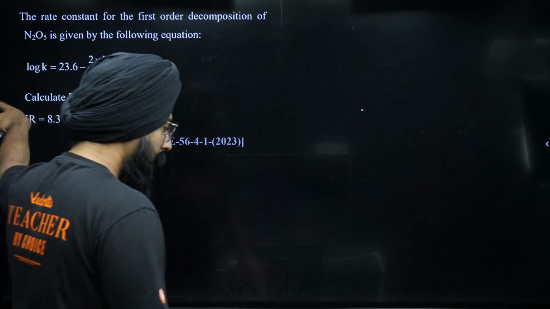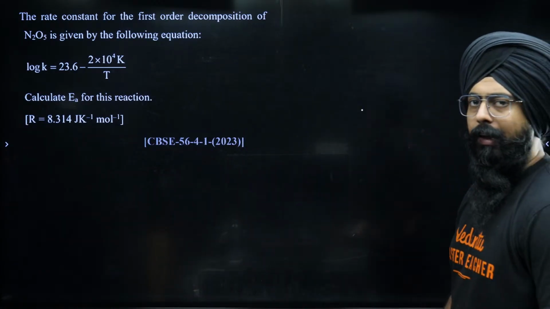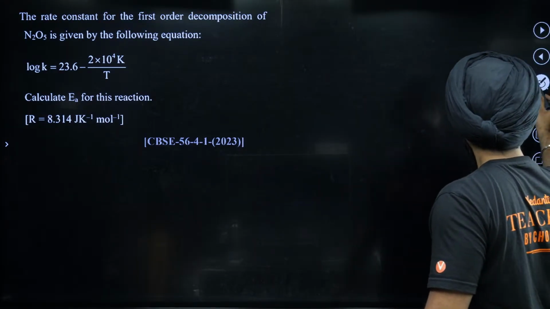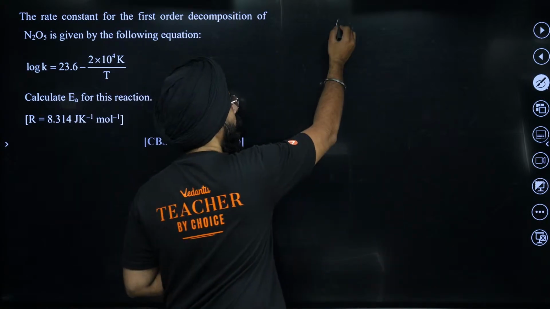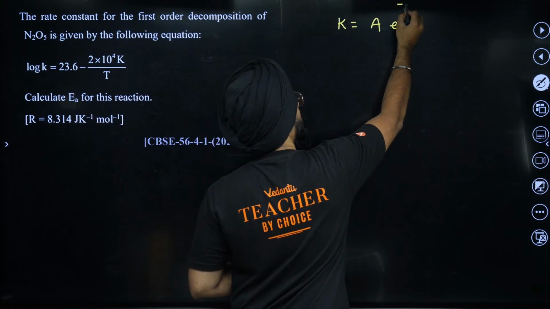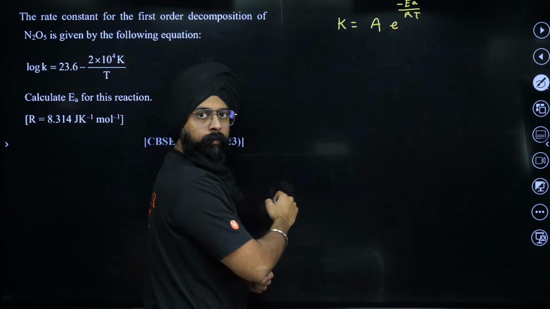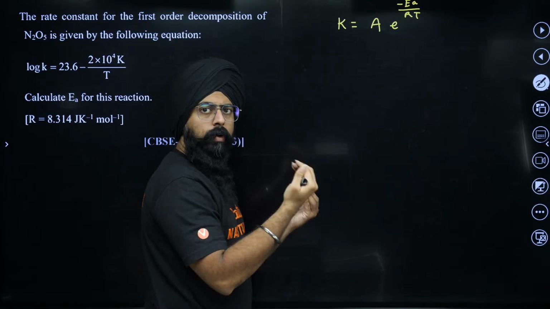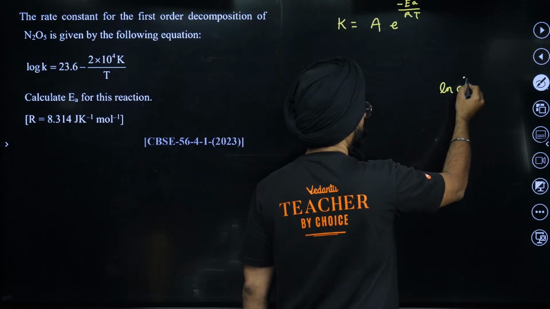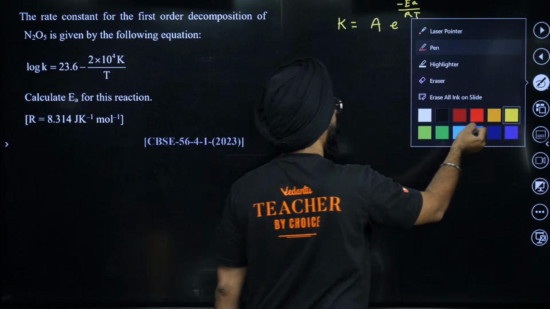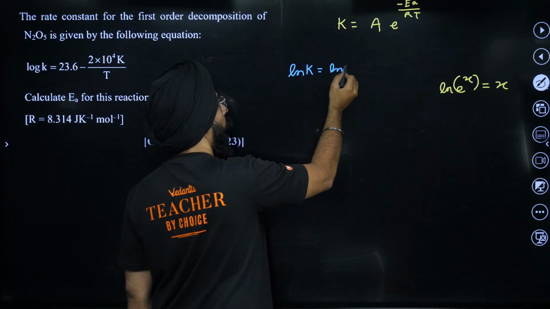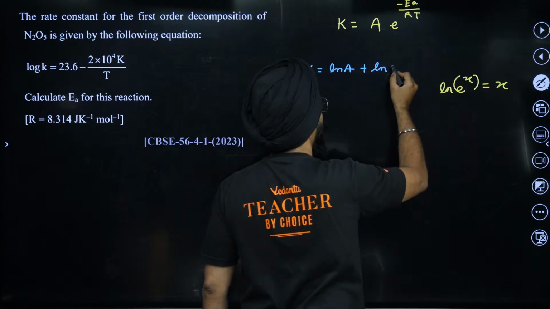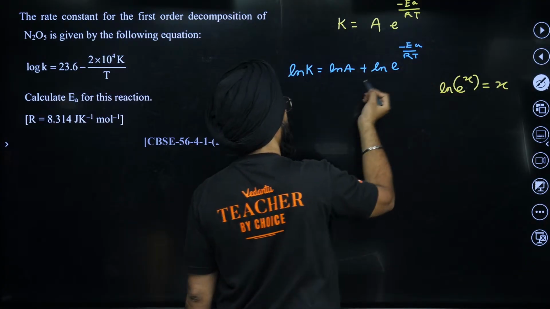Next question. This is from the logarithmic expression of the Arrhenius equation. The rate constant for first order decomposition of N2O5 is given by that. Calculate the activation energy. So let's take the Arrhenius equation and take ln on both sides. For e to the power something, we have to take the natural log. Let me remind you: ln of e to the power x is equal to x. So ln of k is equal to ln of A plus ln of, sorry, I'll derive the entire thing for you, e to the power minus Ea by RT.